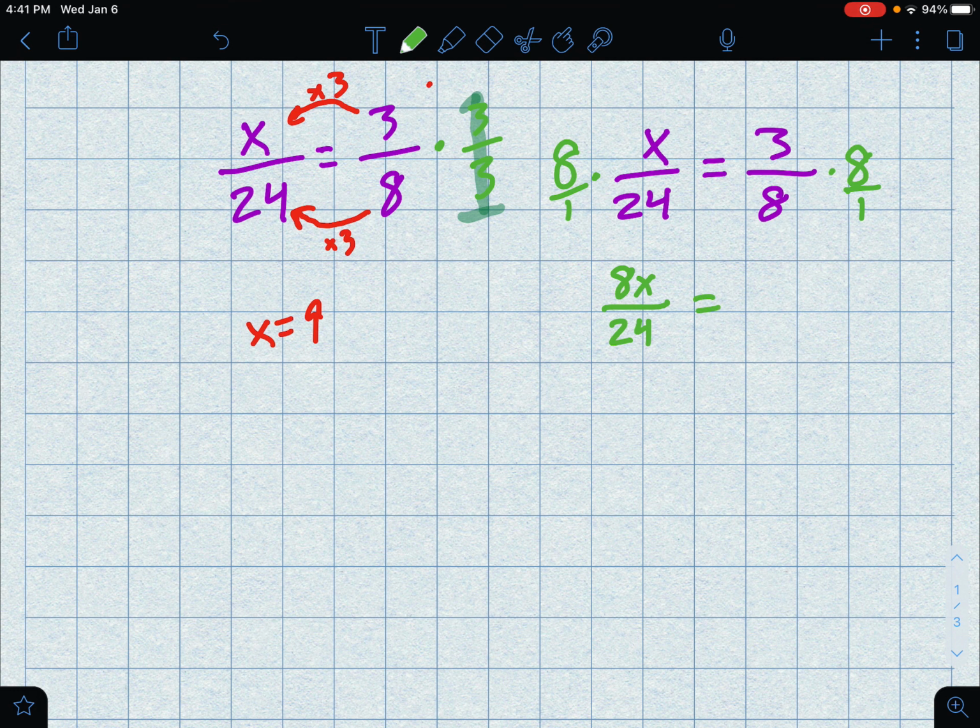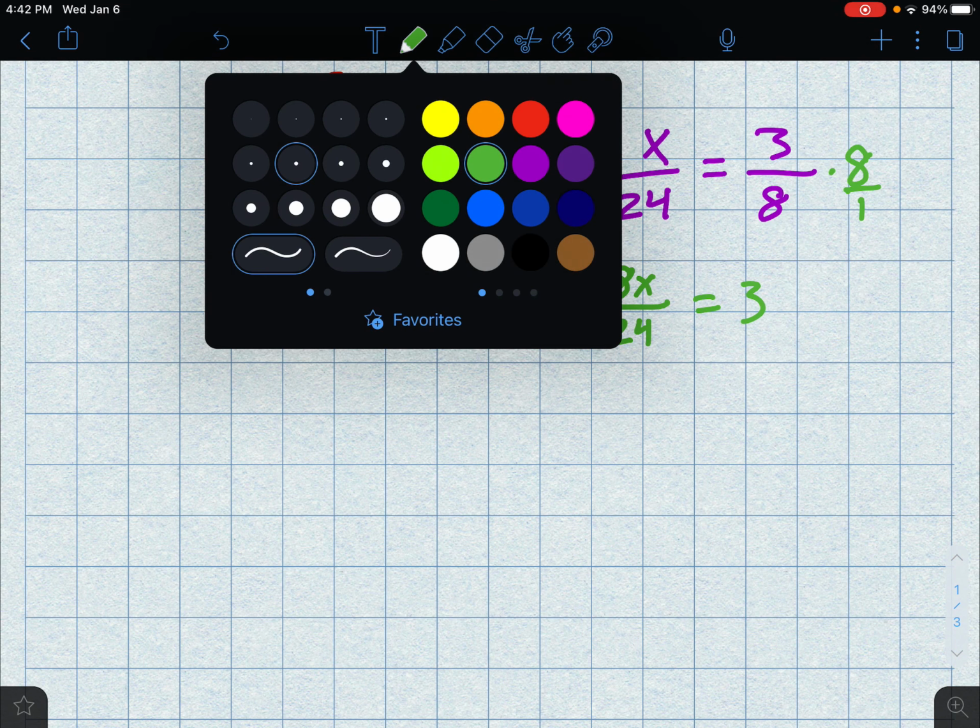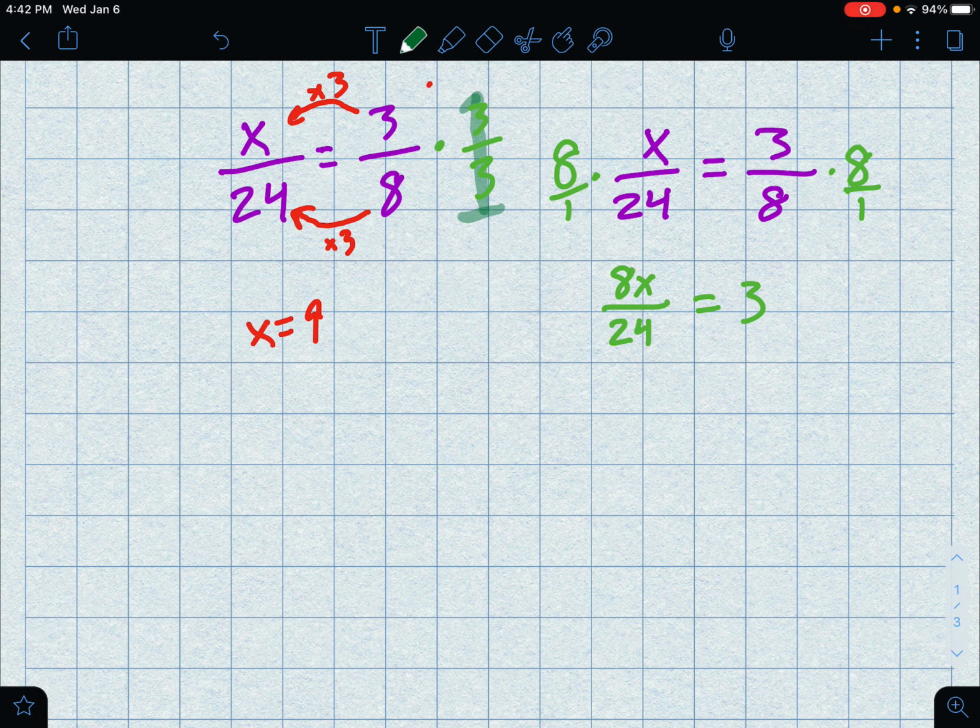So that means we are dealing with 8x over 24. And that equals now 3, right? Because the 8 over 1 cancels out the dividing by 8. It's sort of like 10 plus 3 minus 3; that's the same thing we're doing here. All right, so now we're going to undo dividing by 24 by multiplying by 24. And then it ends the same way.